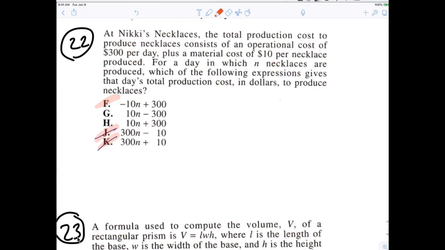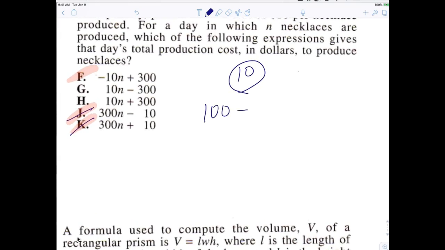So let's say we made 10 necklaces that day. How much money would it cost me? Plus what? Right. So what's my answer? You just said this, 100 plus 300. Tell me why now. Because if you made 10 necklaces and 10 times 10 is 100, 100 plus 300 is 400.